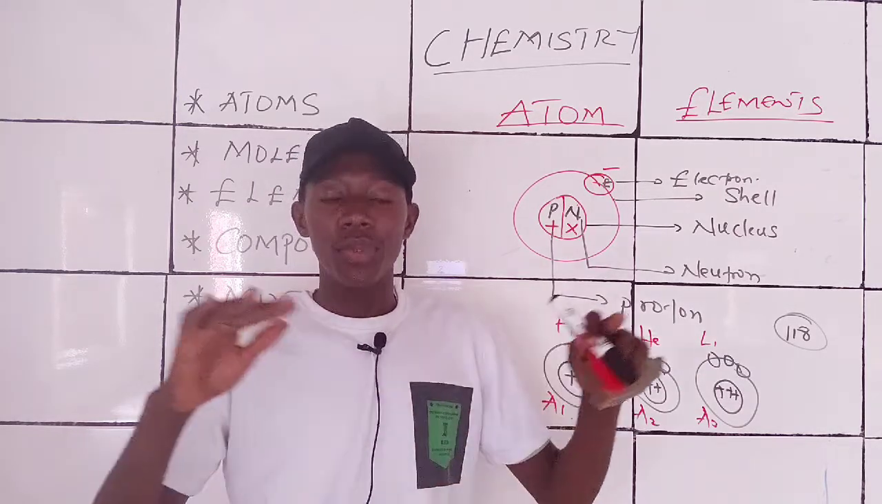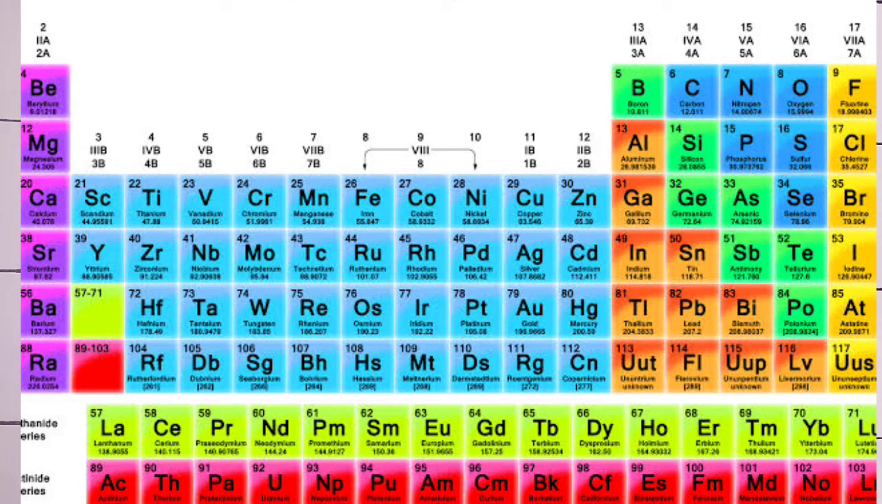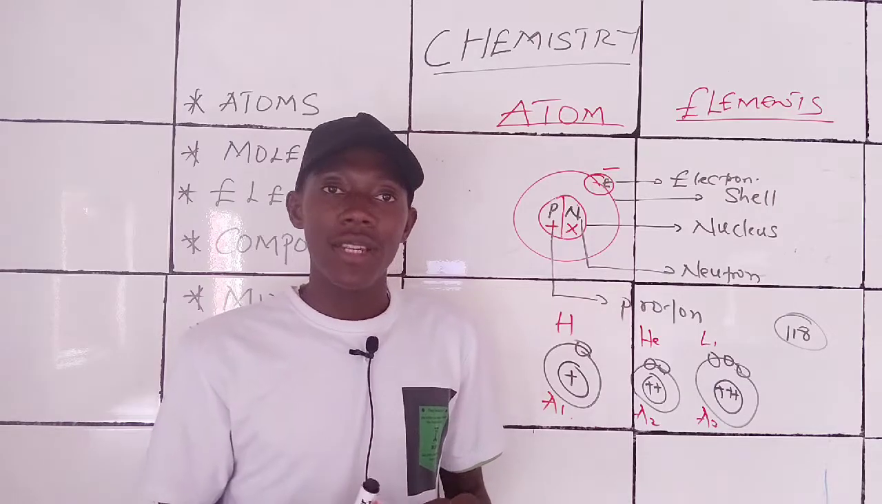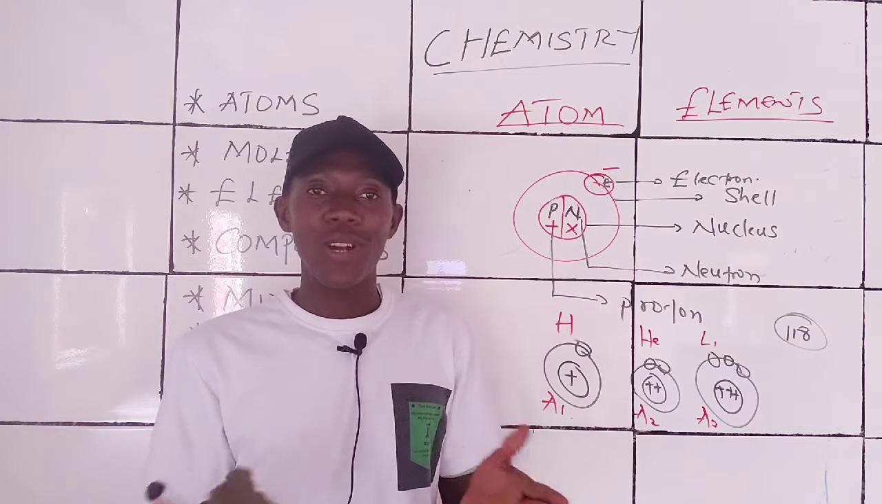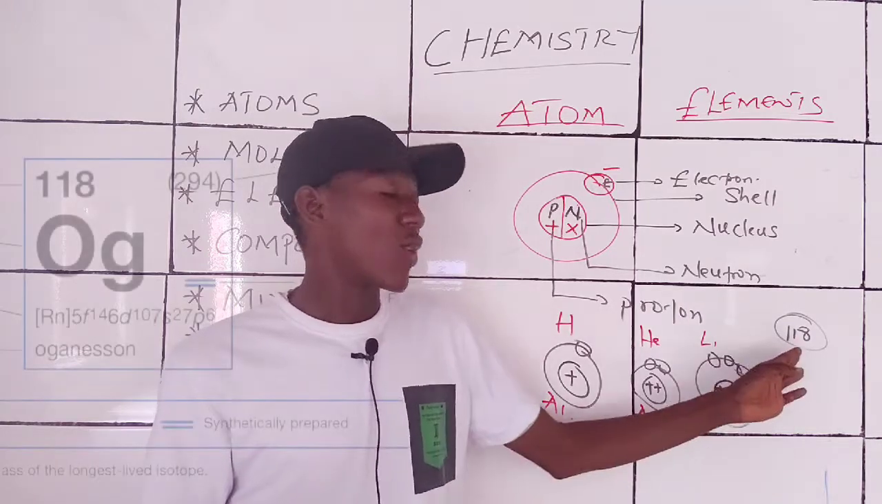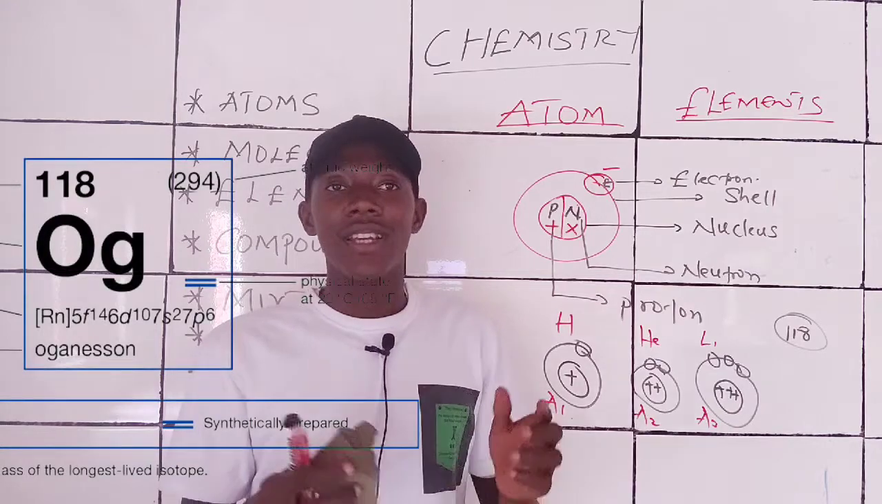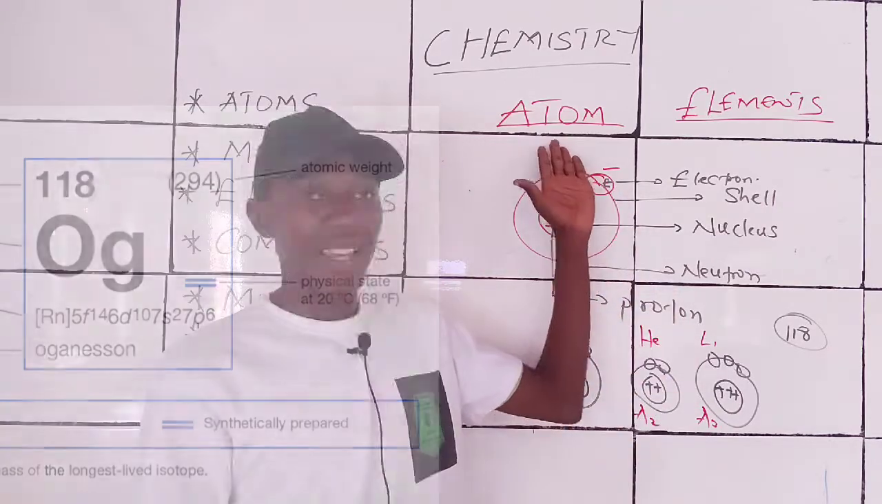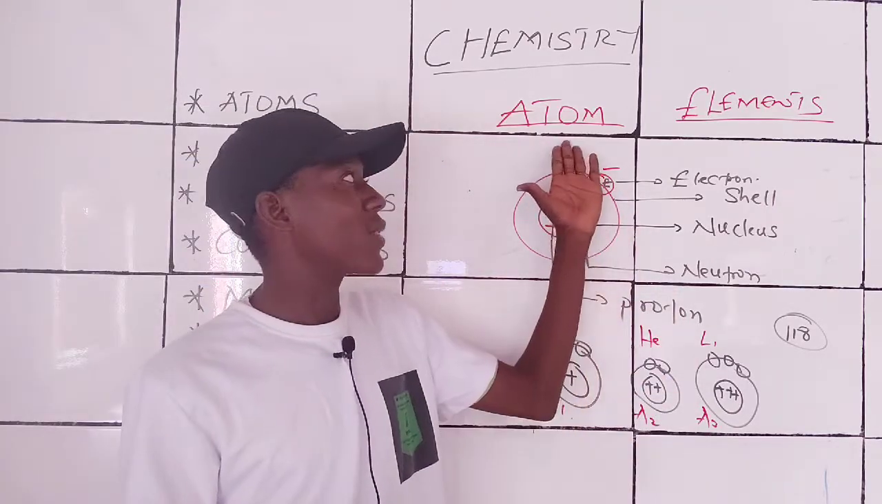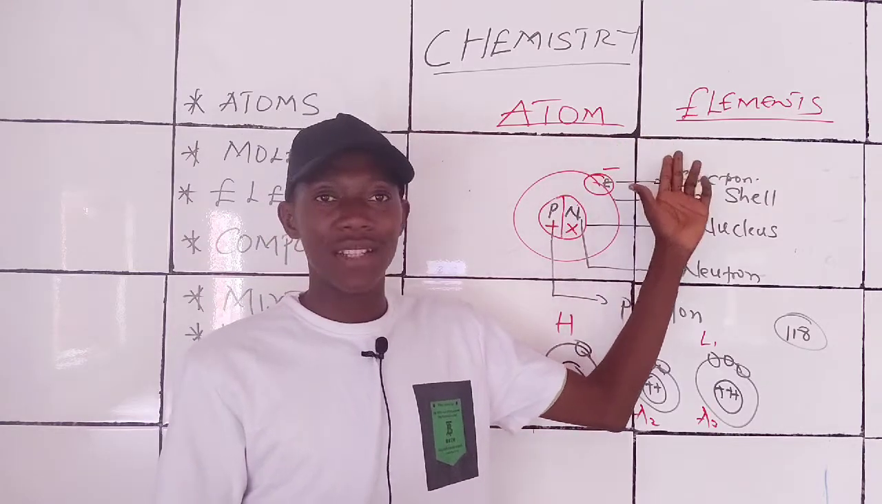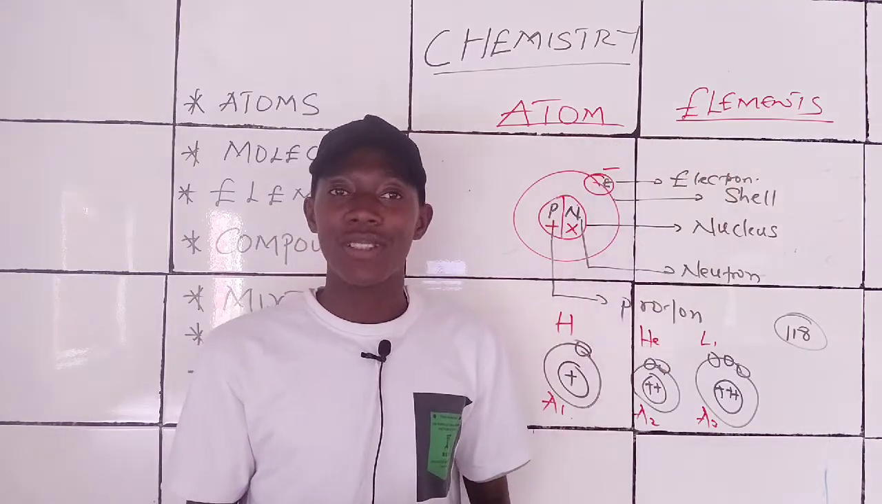Now if you go to the periodic table, you find out that the periodic table is a table that consists of various elements. We have a total of 118 elements in the periodic table. This is telling us that element number 118 has 118 protons and has 118 electrons. So now what is the atom? As I've said earlier, the atom is the smallest part of an element which can take part in a chemical reaction.